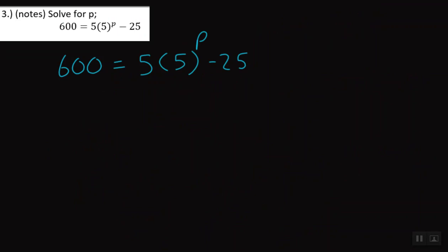Okay, in example 3, we want to solve for p for the equation 600 equals 5 times 5 to the power of p minus 25. Now in this case, notice that our p, our variable, is in the exponent, which makes this an exponential equation. Now, once again, we're going to have to get this quantity of 5 to the p power by itself. So what's our first really easy step? Do we get rid of our multiplication or rid of our subtraction? And of course, we get rid of our subtraction first by adding 25 to both sides.